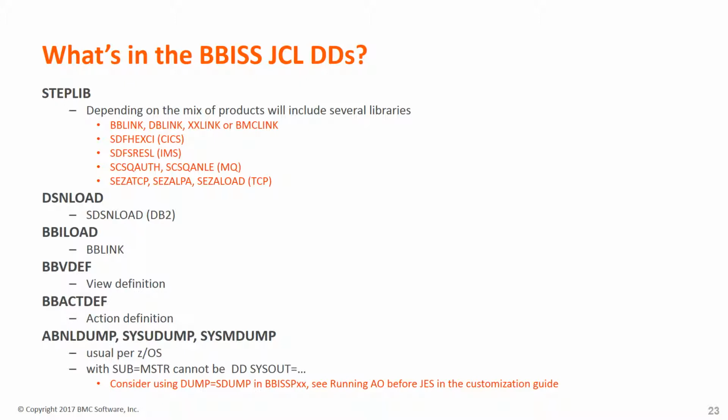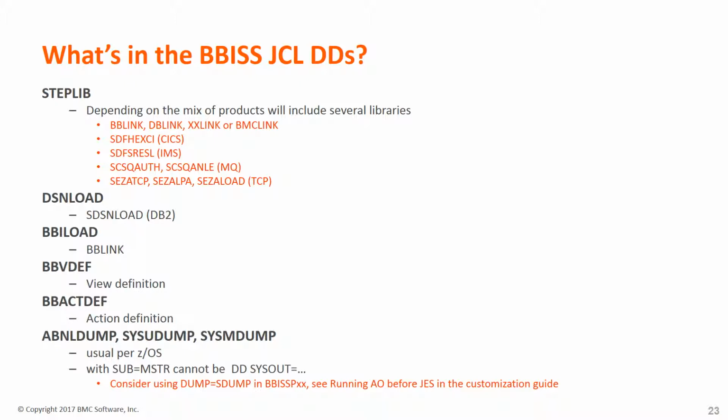The BBISS also can have many libraries in its STEPLIB. You'll always have the BMC link or the combination of BB-link, DB-link, and XX link in the STEPLIB. If you're running the AutoOPERATOR for CICS solution, then you're going to want the SDFH EXEC library. For IMS, you'll want the ResLib. For MQ, you'll want the auth and the ANLE, and then the TCP libraries. There's also a DSN load DD if you want to process the DB2, and that's the SDSN load library.